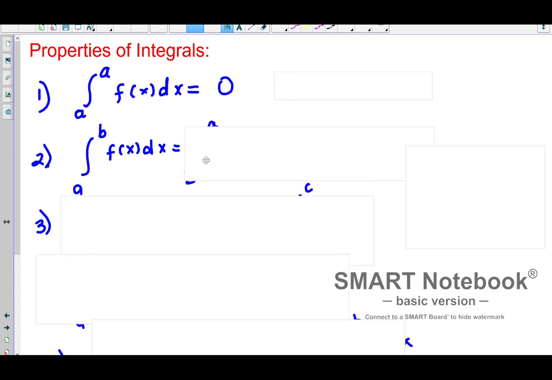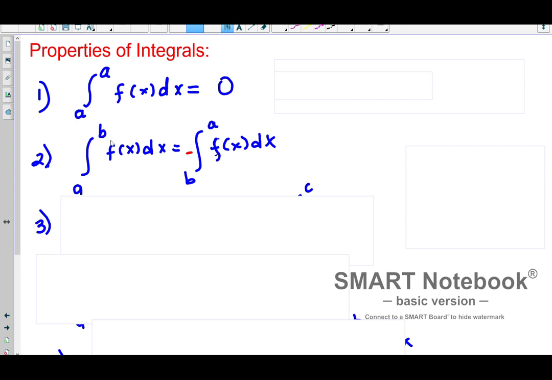the integral from a to b of f of x dx versus the integral from b to a of f of x dx? What's the relationship? One is -1 times the other. Okay, so if you switch the order of integration limits, then you end up with -1 times the previous answer.